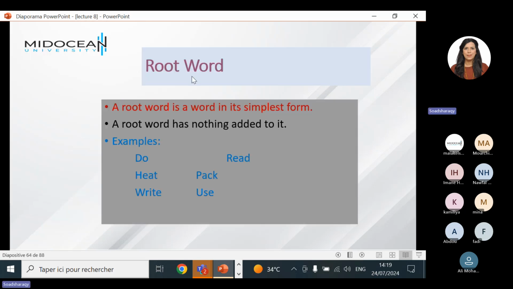Root word. So a root word is a word in its simplest form. A root word has nothing added to it. Examples: do, eat, write, read, pack, use. Affixes.